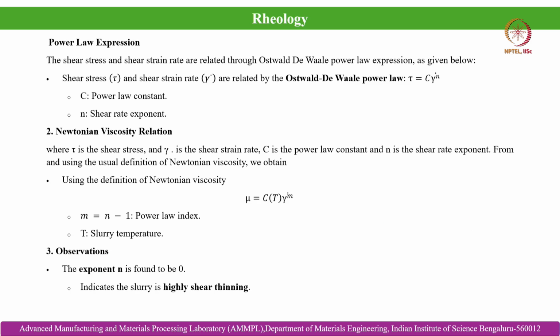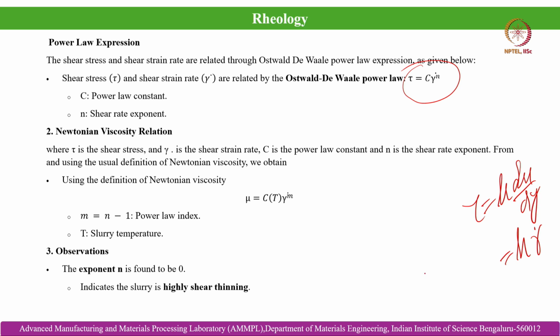Power law expression: the shear stress and shear strain rate are related through the Ostwald-de Waele power law expression as given below. So, shear stress tau and shear rate gamma dot are related by the Ostwald-de Waele power law model as such. Here, shear stress tau is equal to C, the constant, into shear rate gamma dot to the power n, where C is the power law constant and n is the shear rate exponent. And then the Newtonian viscosity relation: as we know, tau is equal to mu du dy, the shear rate. Here we have expressed shear rate as gamma dot.